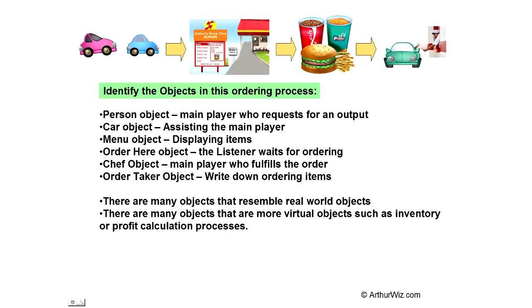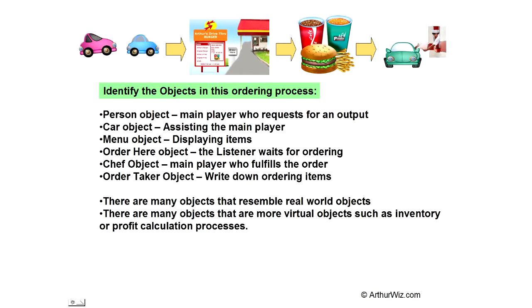We have talked about the players in each step of the process, and now we want to focus on identifying the objects in this ordering process. Here are the objects for the players we talked about a few minutes ago. We have the person object, who is the main player and requests the food, or an output. There's a car object which assists the main player to drive through. And there's a menu object that displays the list of items the main player can order from.